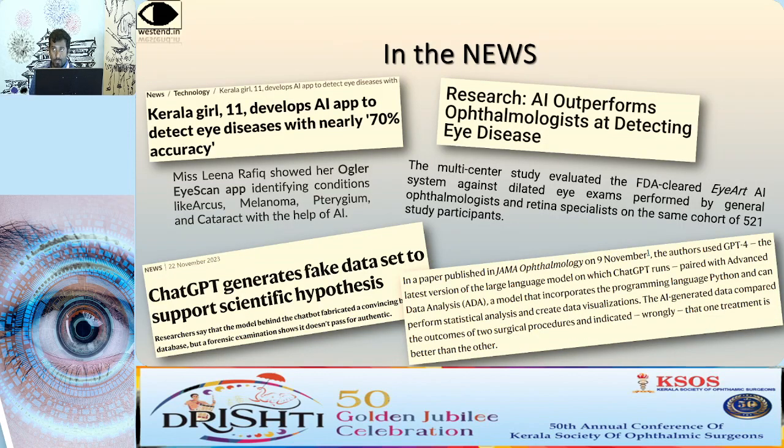In the news, that is the layperson news, the newspapers, these are the things which come in regular news. So Kerala girl, 11 years old, develops AI app to detect eye diseases with 70% accuracy. AI outperforms ophthalmologists at detecting eye disease. ChatGPT generates fake data set to support scientific hypothesis. So all journal editors, watch out. All these fake data is now very easy to create now.